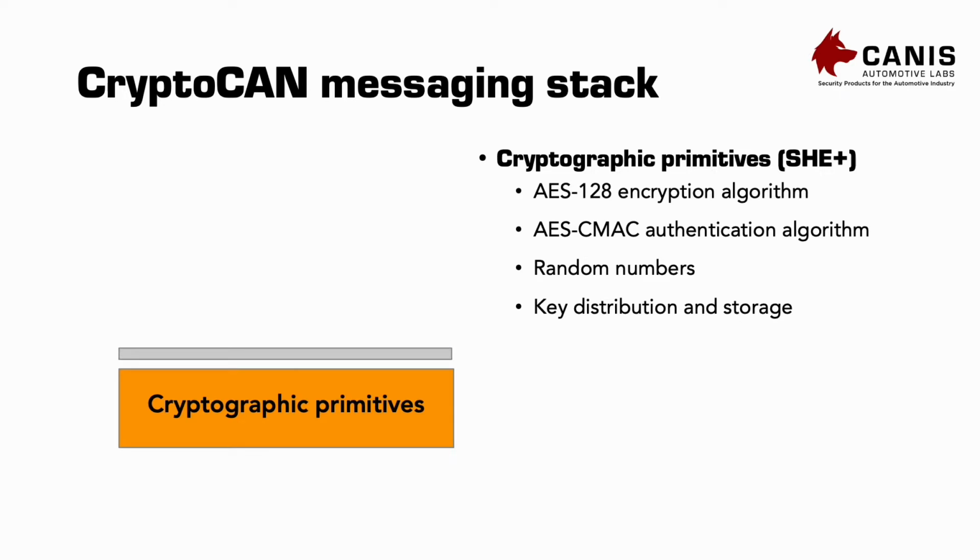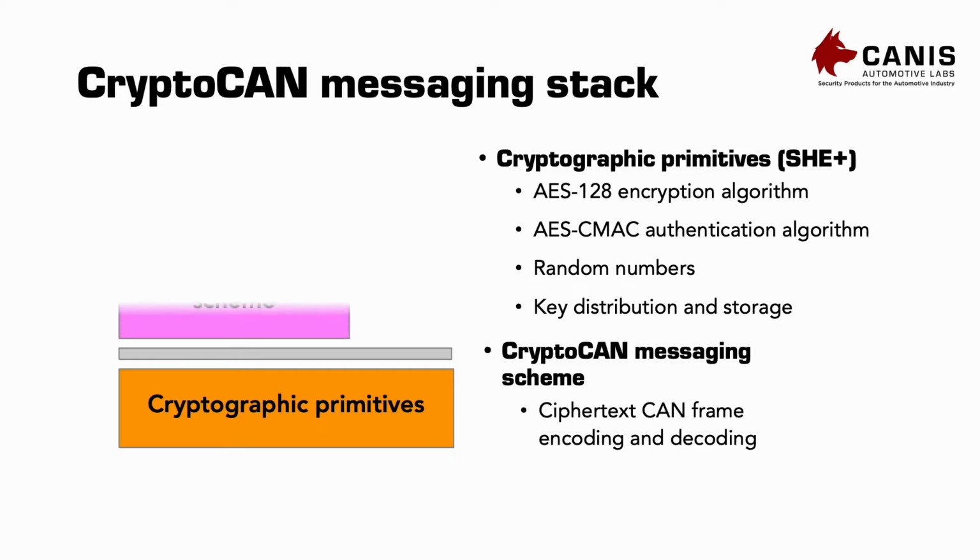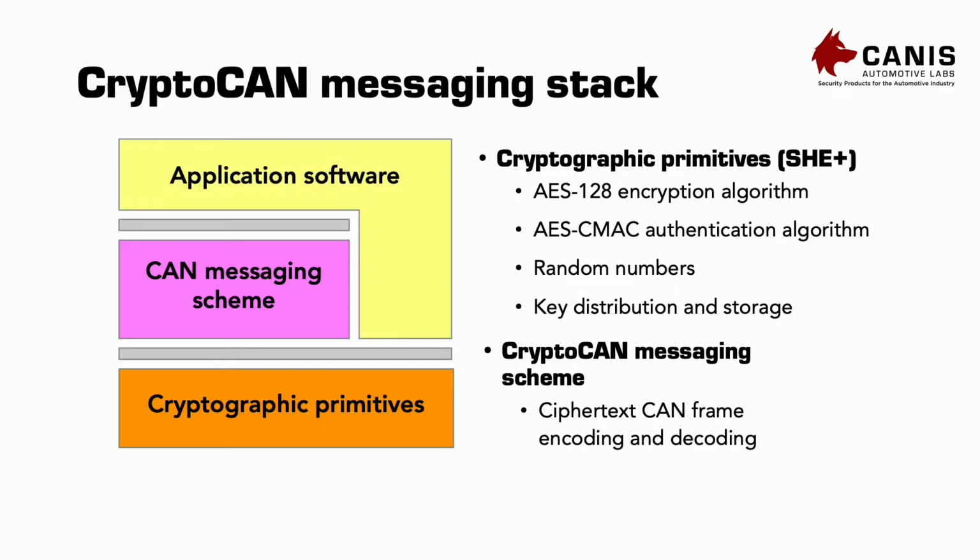On top of that is the CAN messaging scheme. This is what deals with encoding plain text to ciphertext CAN frames and decoding them back again. On top of the two layers is the application software. This normally accesses just the messaging API, but sometimes will access the key setting part of the cryptographic API.